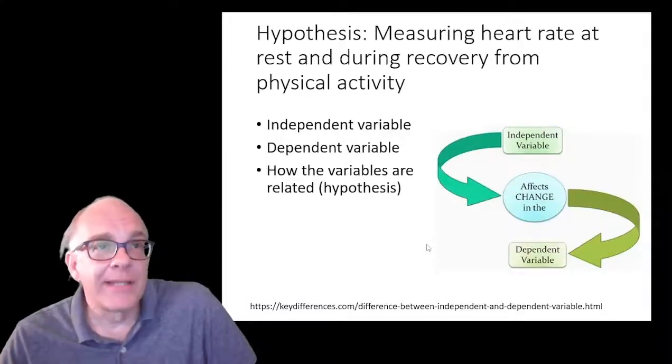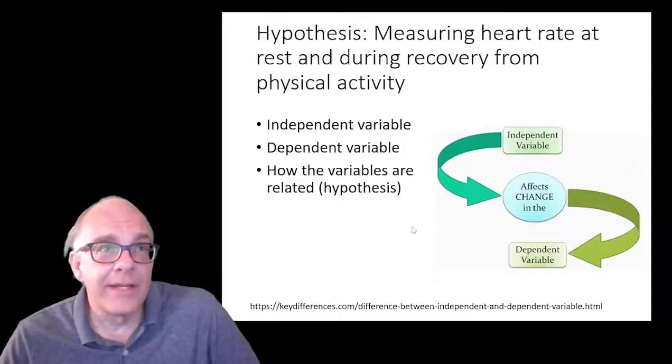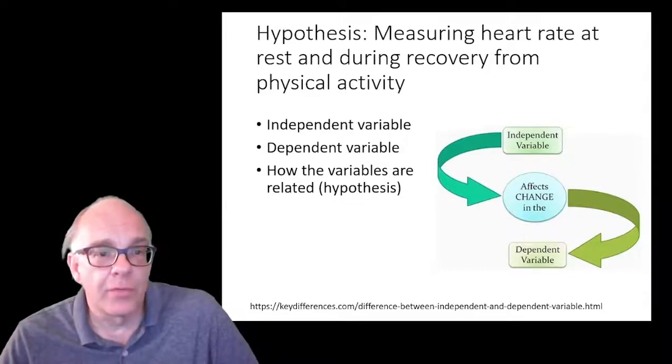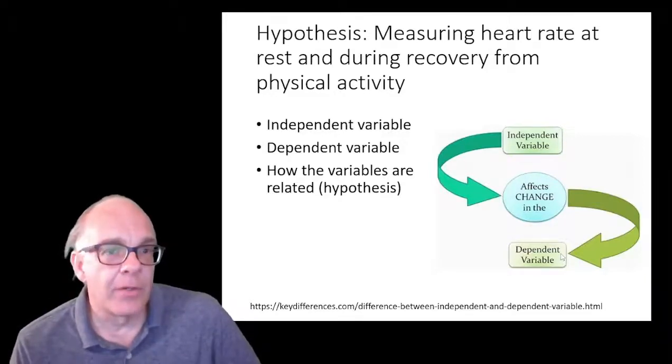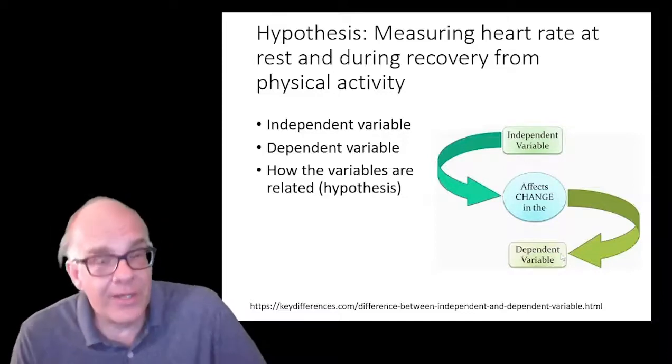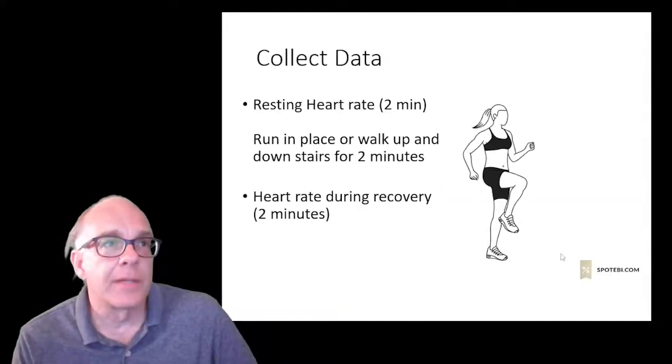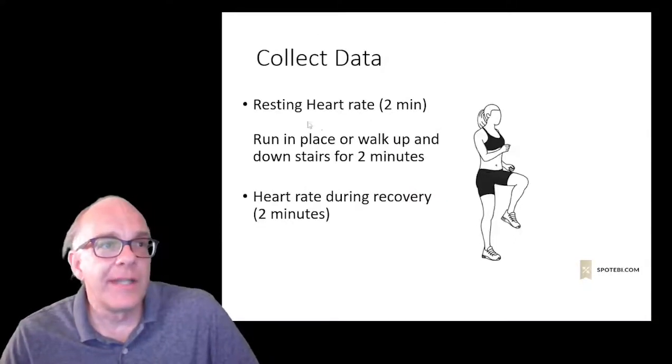The hypothesis is: is the heart rate different during recovery from physical activity versus at rest? We want to identify the independent variable, the dependent variable, and get a feeling for how those variables are going to interact with one another. The idea is exercise or rest is going to affect the heart rate, and that heart rate is then observable as we measure it. So the independent variable ultimately is going to have an effect or not have an effect on changing the heart rate in our experiment. So what we're going to do is take a resting heart rate.